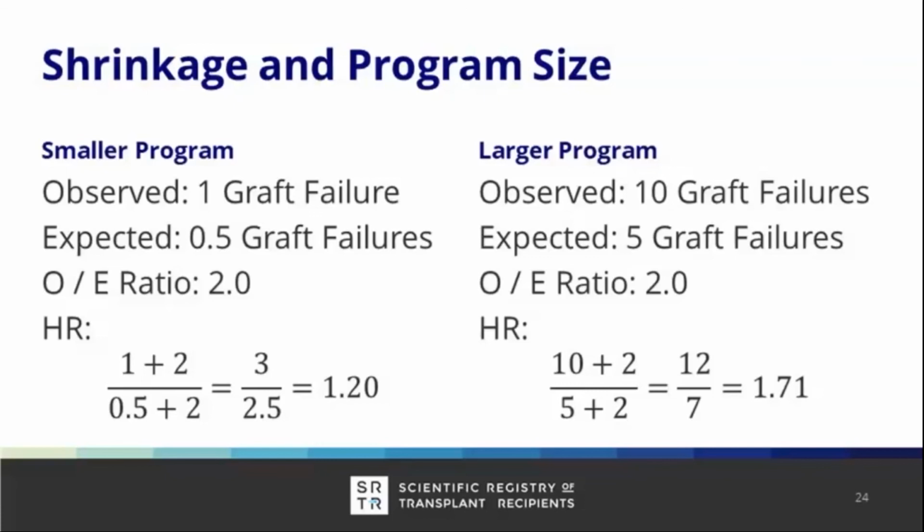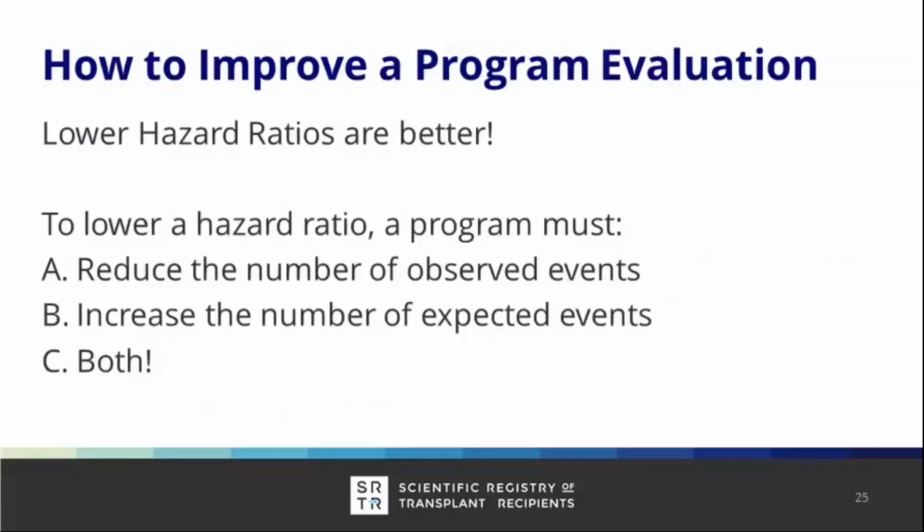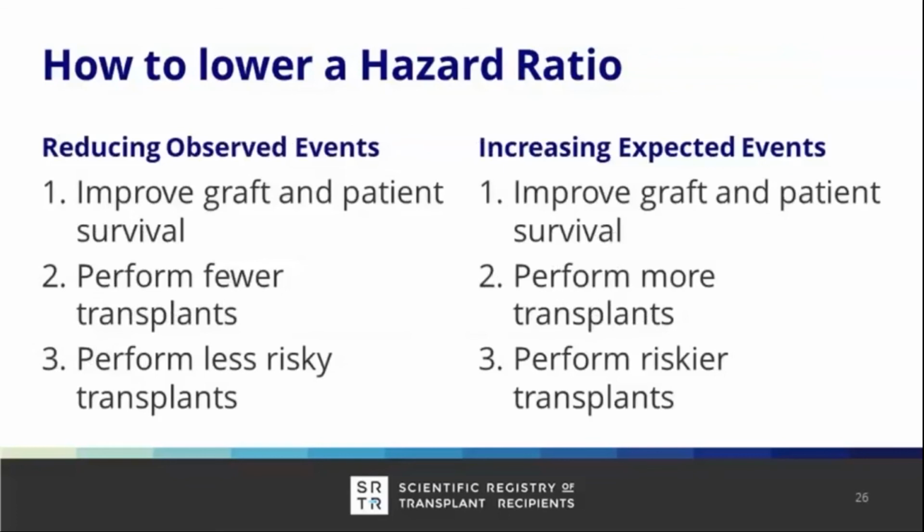Now, if you want to get a better looking evaluation, you need to get your hazard ratio lower. If you look at that formula for the hazard ratio, it's fairly straightforward mathematically how you would get a lower hazard ratio. You either have to reduce the number of observed events so that the numerator of that ratio goes down, or you can increase the number of expected events so that the denominator goes up, or you can do both of those things. Now, there are some fairly obvious ways to do those 2 things. If you want to reduce the observed events, one thing that you could do is to improve graft and patient survival somehow, okay? Because if you improve graft and patient survival, you will have fewer events. Now, that will also increase your expected events.